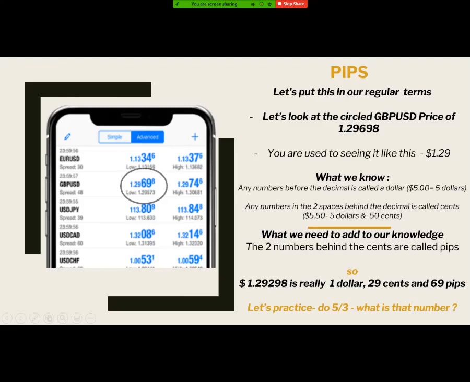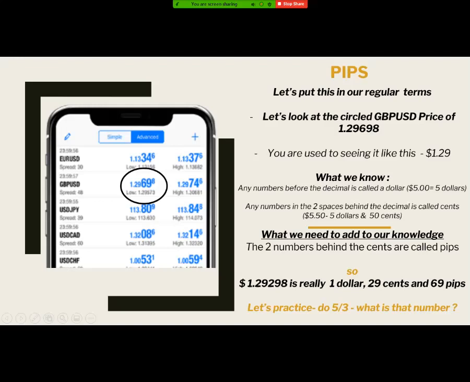So let's look at this. We have this circle price, GBP USD. The price is 1.29698. Now, if we were to look, this is a price, $1.29698. Usually we don't even think about 698. We just see $1.29, because we've been taught dollars and cents. So you're used to seeing it like this, $1.29.